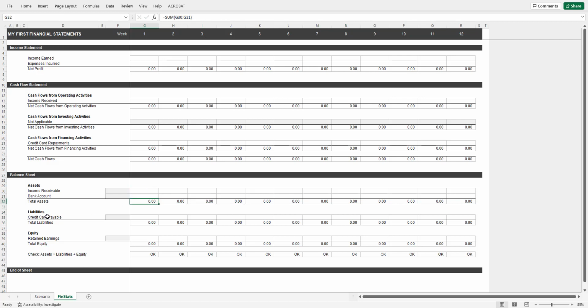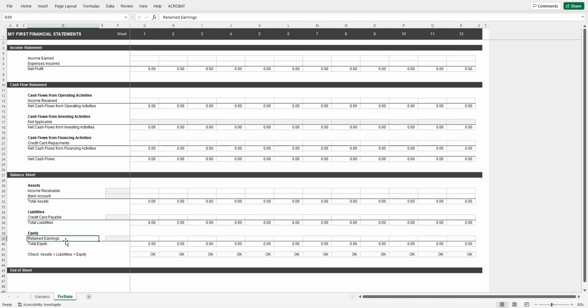Now for our liabilities, it's the credit card that we have to pay off. So as we use that credit card to pay for our expenses, a liability builds up, and then as we make the repayment, that liability disappears.